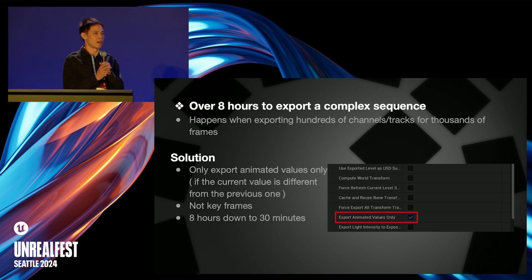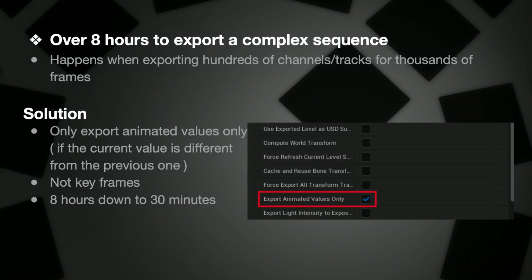That's simply comparing the values of the current frame, and if that is different from the value of the previous frame, then we write it out. And they are not keyframes, so in this way, we basically don't have to worry about the animation curve mode, like whether it's linear or cubic. And we managed to reduce the time from 8 hours to 30 minutes.